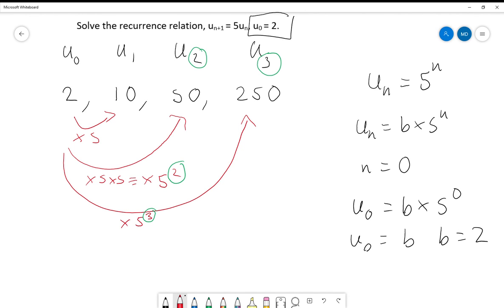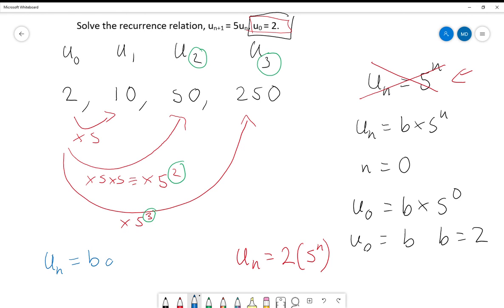And that gives us our closed form of this recurrence relation, which is that u_n is equal to 2 lots of 5 to the power of n. We use the brackets to indicate that 2 is our coefficient and not part of the thing that's being raised to the power. And this here is not correct because we don't have that multiplication. We don't have that factor here that allows us to get the correct initial condition. And just like the one before, we have a general form where u_n is going to be equal to b times a to the n.